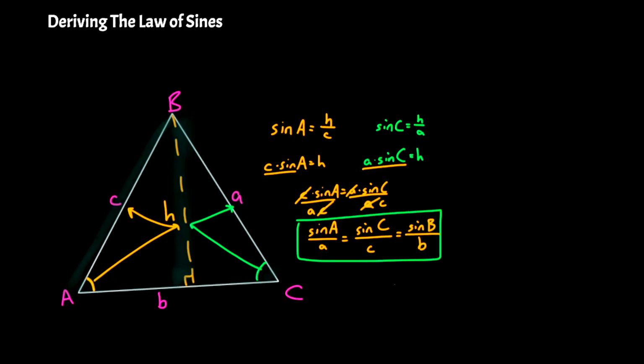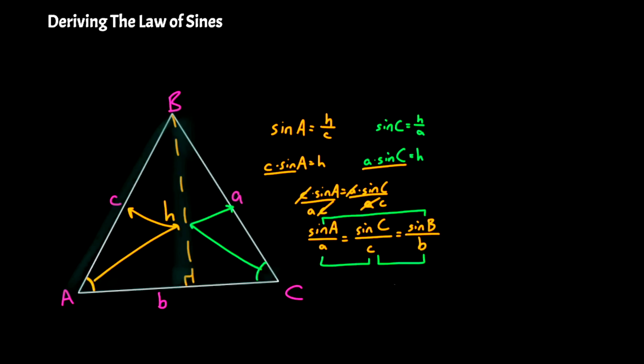Now it's kind of weird that this is a 3-part equation, but we only ever work with 2 pieces of it at a time. So maybe these 2 pieces, maybe these 2 pieces, maybe just these 2. Because for instance, if you isolate just these 2, you'll always be given 3 pieces of a triangle. So let's say you're given angle A, side A, and angle C. Then you could use this equation to solve for side C. Or let's say you're given angle A, side A, and side C. Then you could solve this for angle C, etc.